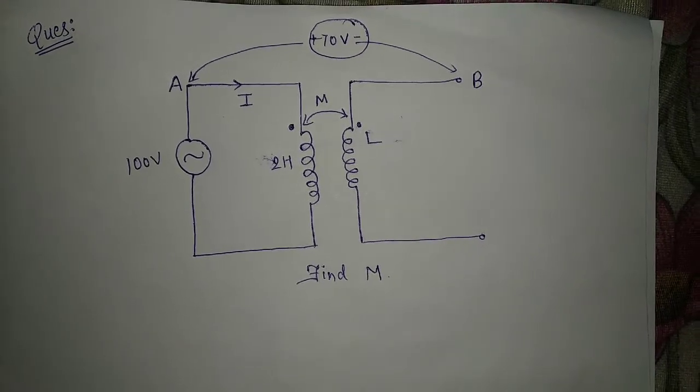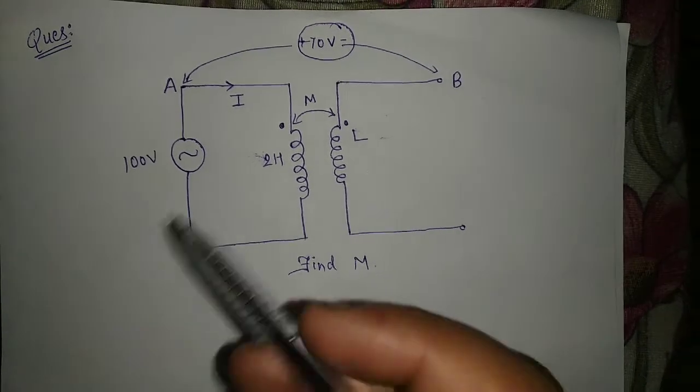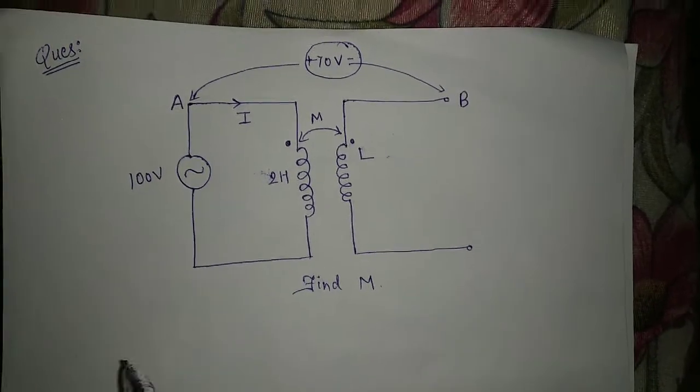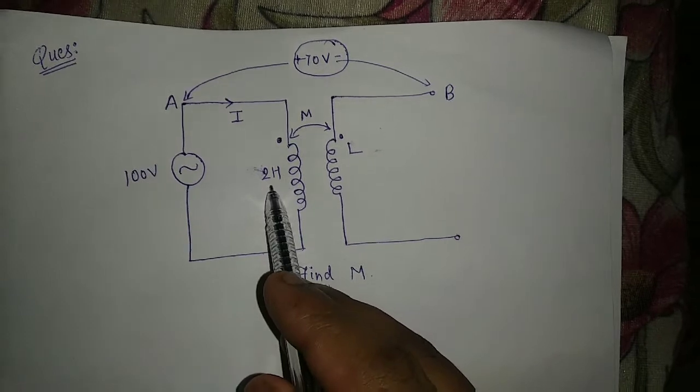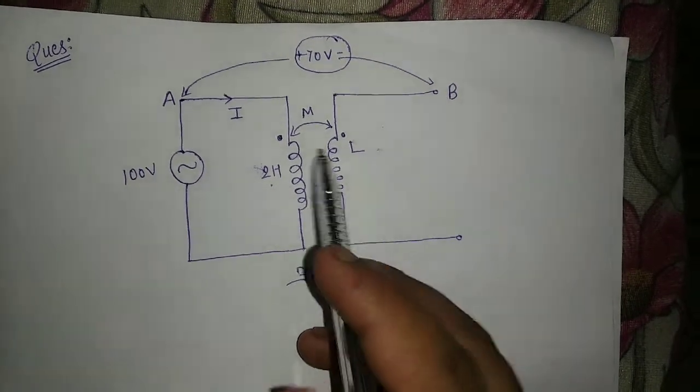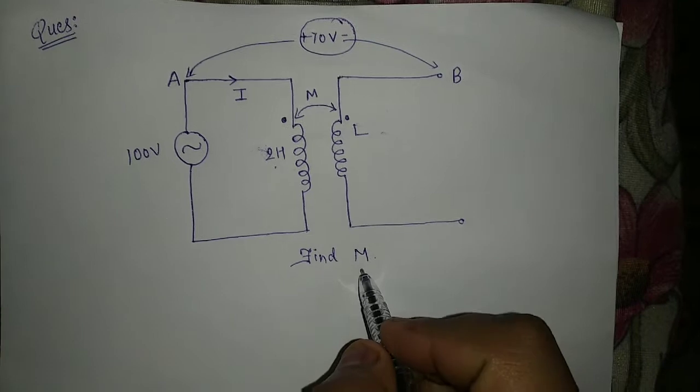Hi friends, this is the question. In this, VAB is given, VA is given, L1 is given to Henry, and we have to find M.